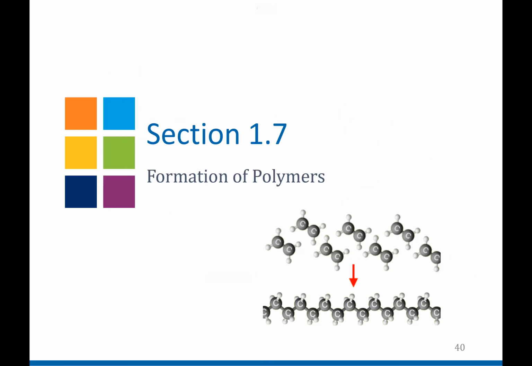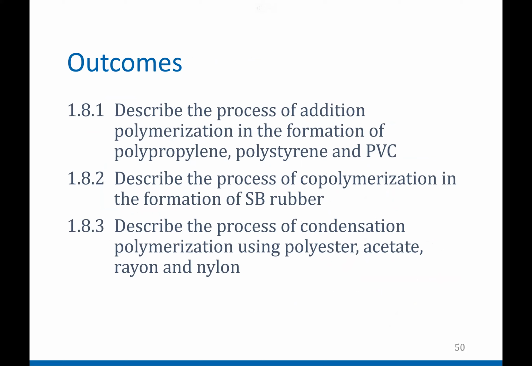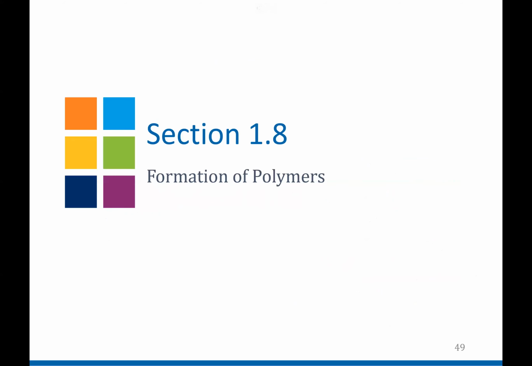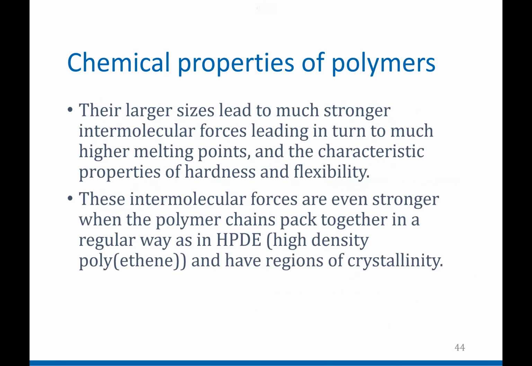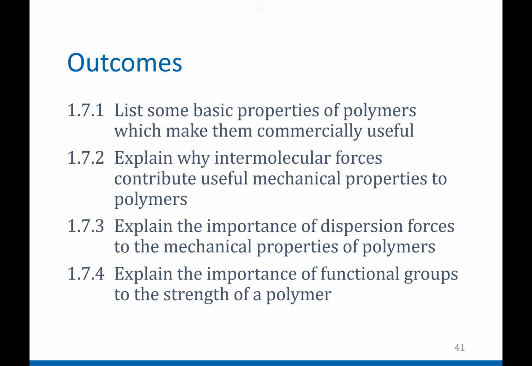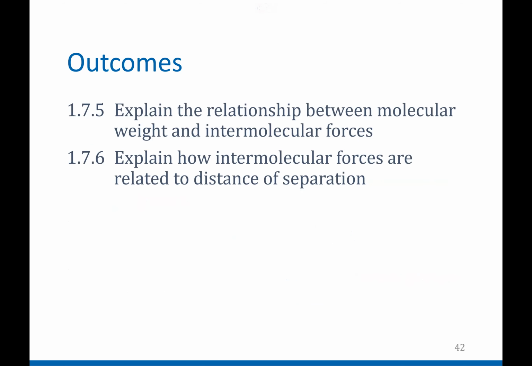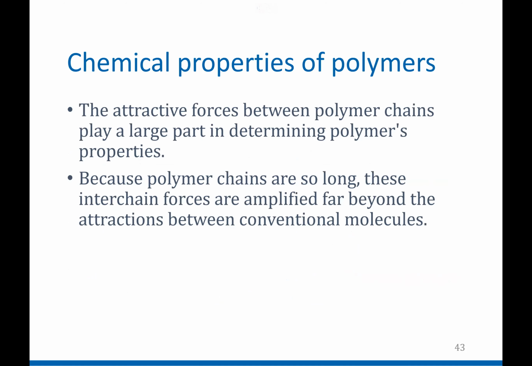So there's 2 short sections left. The formation of polymers, and then I think this is more of the chemical reactions of polymers. We're going to look at what are some properties that make polymers commercially useful in industry. Talk about intermolecular forces, talk about functional groups and things like that. It's a little more complicated than the last section, but it's pretty straightforward.